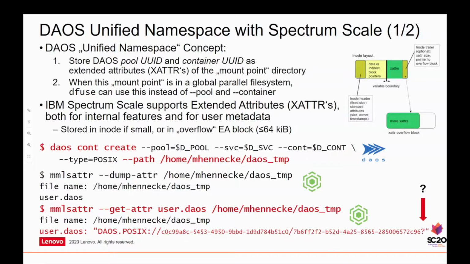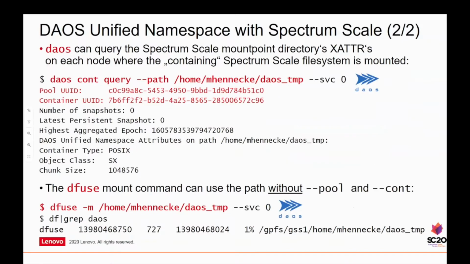It has no special features. And then with the mmlsattr get attribute, I can fetch this user.daos extended attribute, and it gives me an URI that includes the pool and the container information. And at the end, there's a question mark, which I suspect is just a null termination or something fancy that the command here can't print out. So that's what I see on the GPFS side, right, on the Spectrum Scale side.